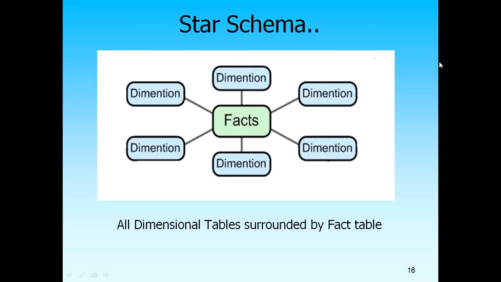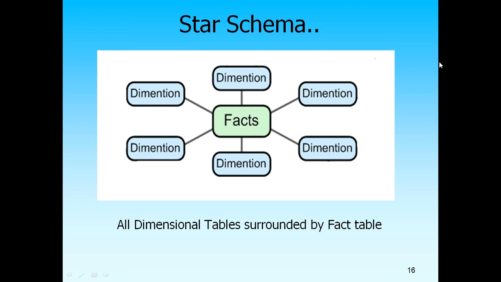Now in the star schema, the fact is surrounded by all dimensions. Each and every dimension would be connected to a fact, so it looks like a star. There is a reason we call it star schema. Don't forget, each and every dimension table is connected to a fact.